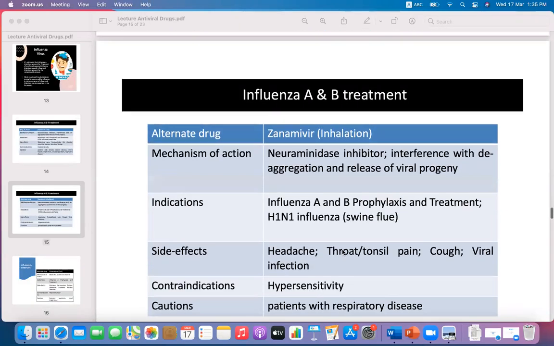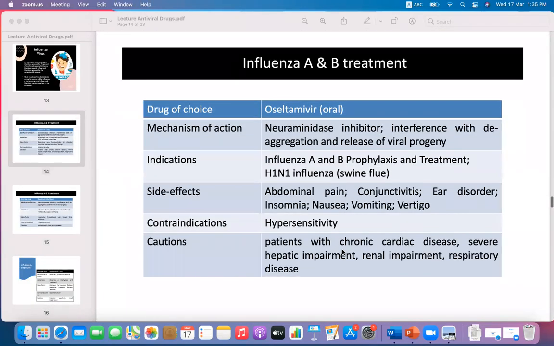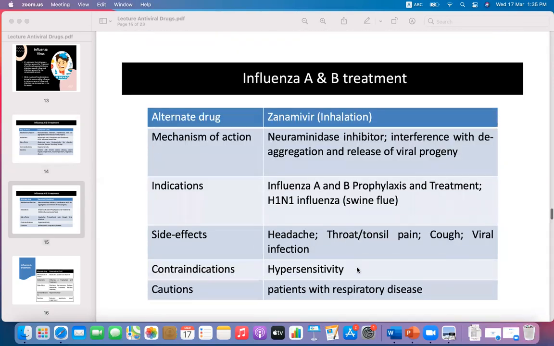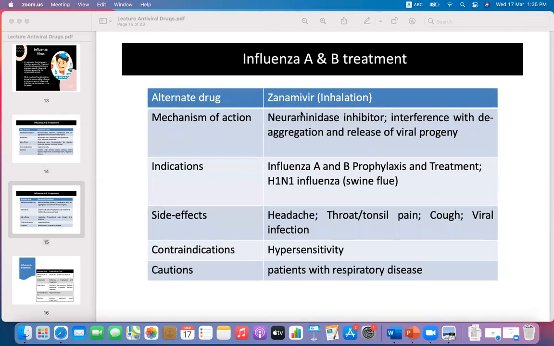Now we have seen the two drugs for influenza A and B treatment. The drug of choice is always oseltamivir. But if the patient has documented hypersensitivity to oseltamivir, or if the patient has cardiac disease, hepatic impairment, or renal impairment, you can prescribe the alternate drug zanamivir, which is available as inhalational aerosols.